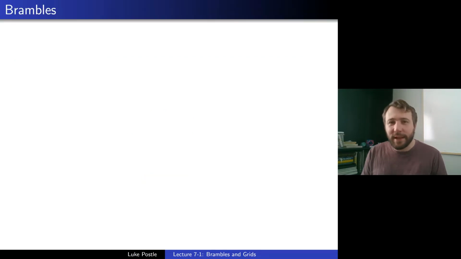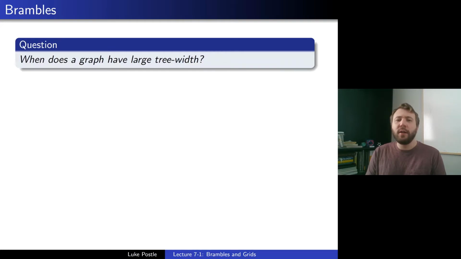So what is a bramble? Well, let me first ask a more general question. When does a graph have large tree width? Last class we discussed tree decompositions and tree width, where you attempt to minimize the width of a tree decomposition. So a natural question is, when does a graph have large tree width?